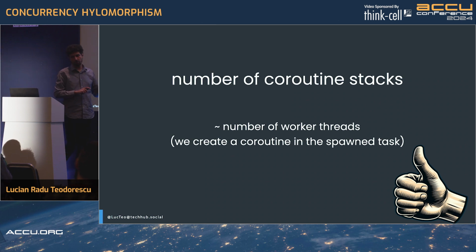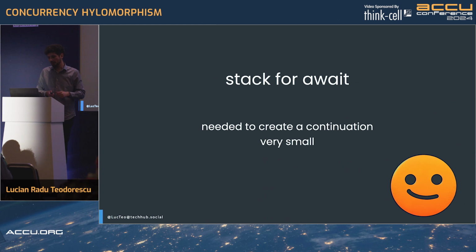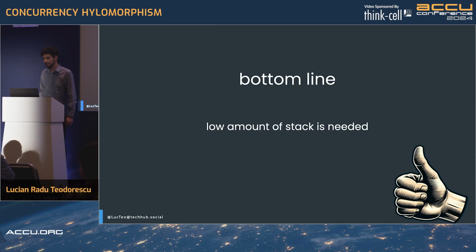So the stack consumption from there is kind of the stack consumption for every application that has a thread pool. It's kind of the same thing. As I mentioned, we do have a small stack for await. This is really, really small, just to be able to get a continuation from the await point. And that can be easily optimized away. I can always put that on the stack. But currently, I don't have that. So the bottom line is that this model requires a low amount of stack. It's comparable to an implementation with just threads.